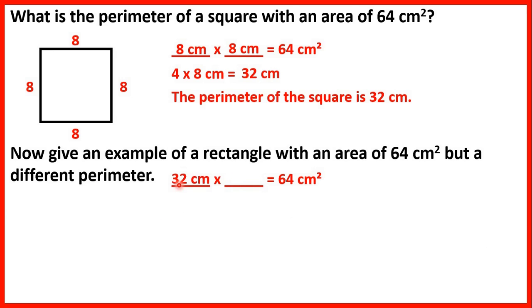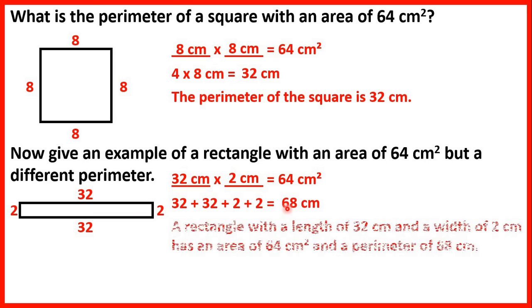Or we could have 32 centimetres and 2 centimetres. Then we have a perimeter of 68. So a rectangle with a length of 32 centimetres and a width of 2 centimetres has an area of 64 centimetres squared, because 32 times 2 is 64, and a perimeter of 68 centimetres, because if we add up the total distance around the outside of our shape, that gives us 68 centimetres as the perimeter.